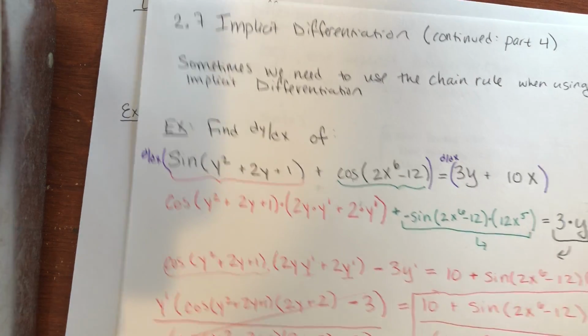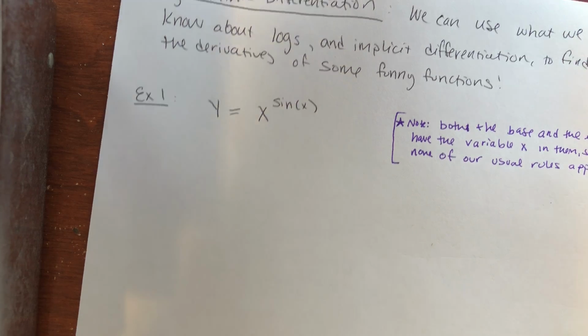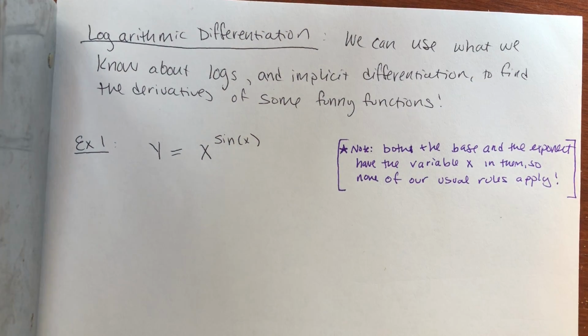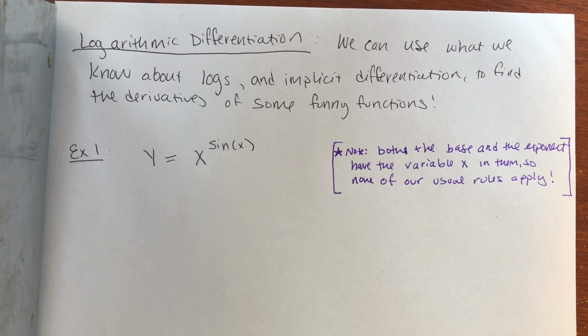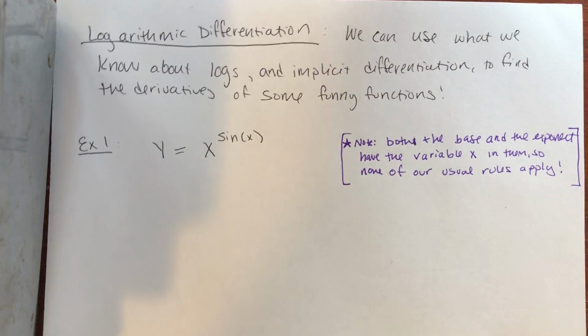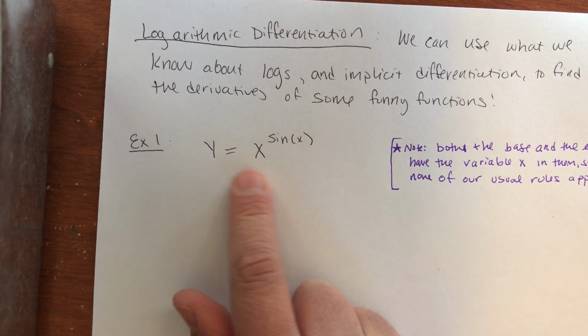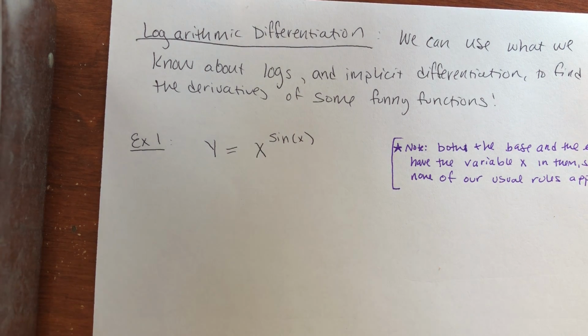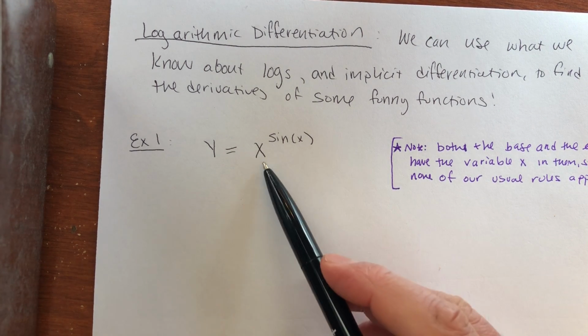Okay, one final example, something called logarithmic differentiation. So we can use what we know about logs and what we know about implicit differentiation to find the derivative of some really strange looking functions. So for example, if we wanted to find the derivative of the function y is equal to x to the sine of x. Now, do any of our rules really apply here?